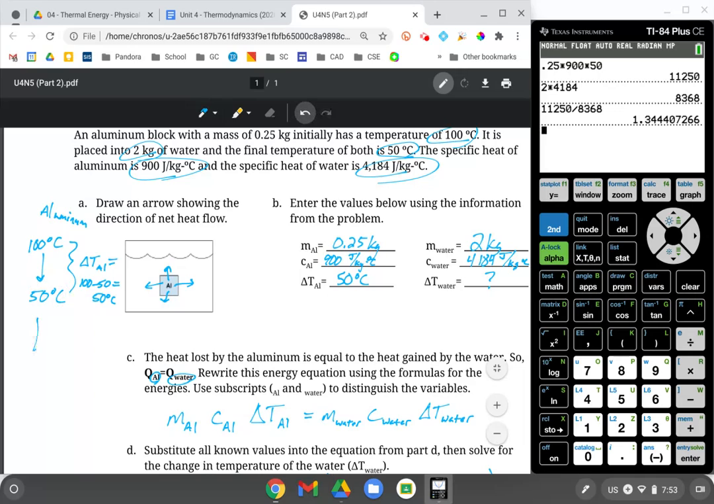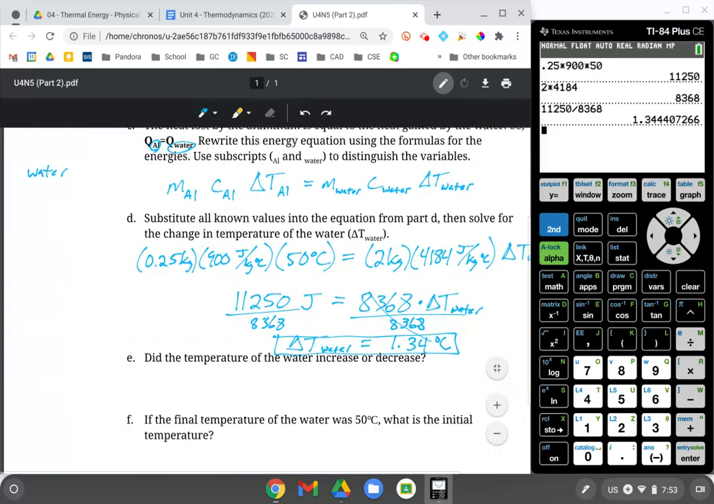And so I'm going to draw another arrow that shows the temperature or the change in temperature of the water. And so we can see that the water must have started at some number below 50 in order to meet in the middle at 50 degrees Celsius when the aluminum was added to it. And so based on this diagram, we see that the water rose in temperature, so it increased.